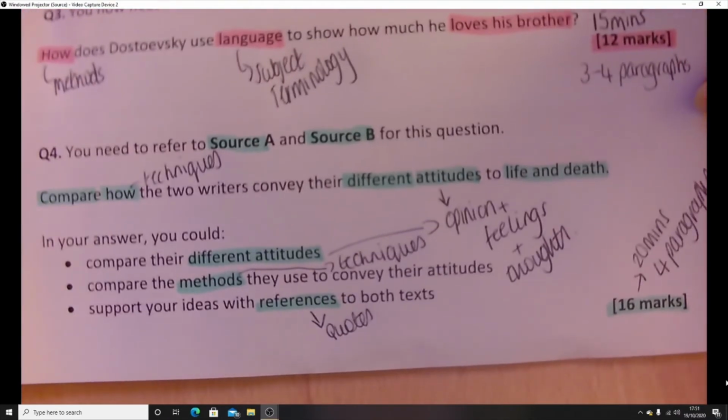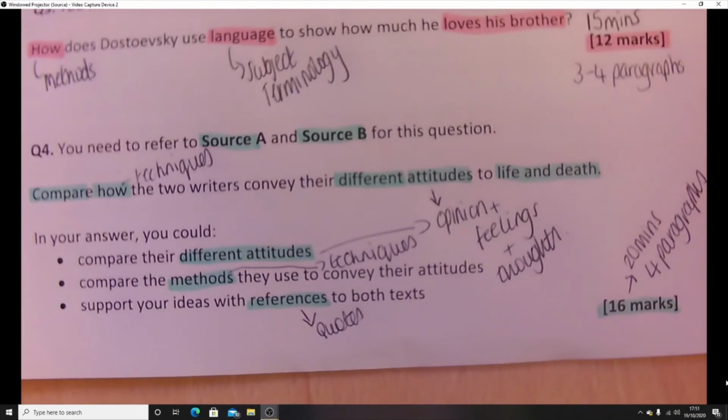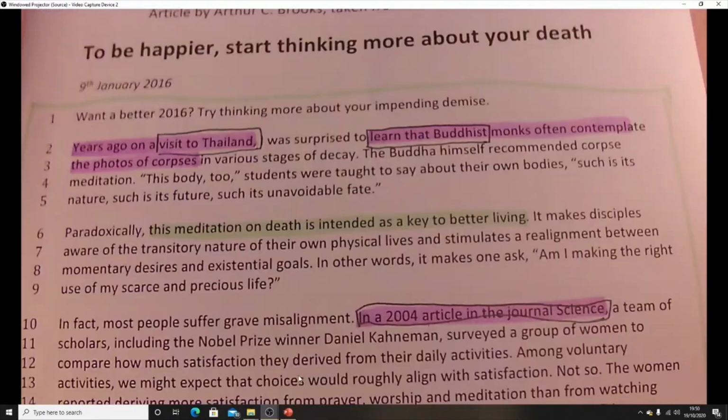Okay, so I know what I need from the question now. I'm going to go and look at the sources, and I'm going to give you a little hint for that as well when we come to look at the sources. Alright, looking at source A then, what I am going to do, I'm actually only going to look at the beginning of the article and the end of the article, try and see if I can pick up the idea of the attitude that the writer might have towards the topic of life and death.